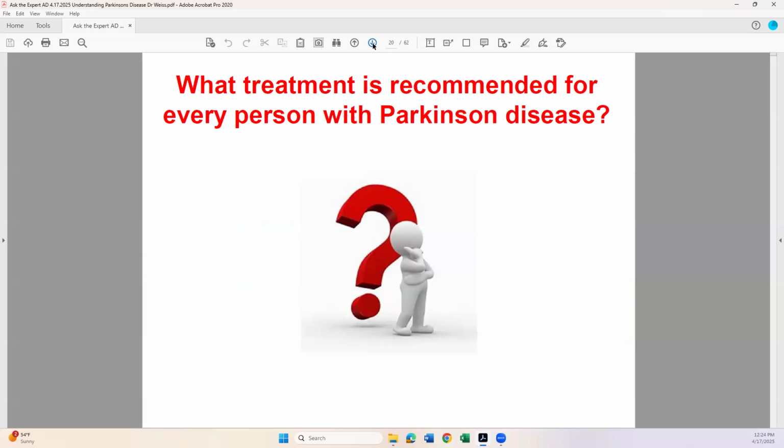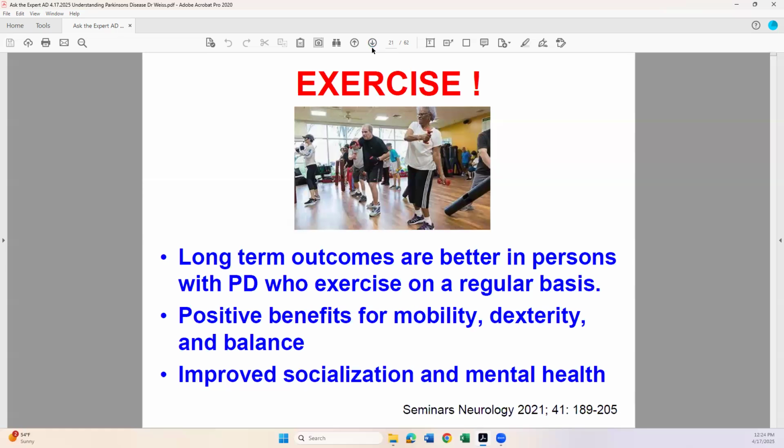So what treatment is recommended for every person with Parkinson's disease? Exercise. And I want to emphasize the importance that people with Parkinson's disease who exercise regularly, if you follow them 5 and 10 years later, as a group, they are doing much better. But we shouldn't underestimate the important social and mental health benefits of exercising with other people. And sometimes patients and families learn more from other persons with the condition than they learn from their doctor. So the social aspect as well as the physical aspect, very important.